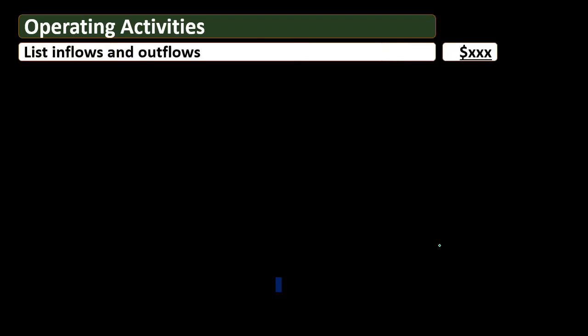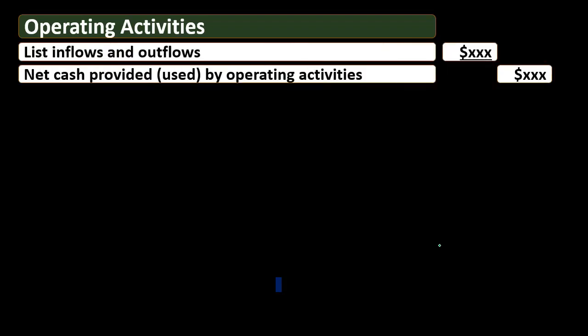We're going to have operating activities. That'll be the top of our statement of cash flows. It's kind of like where most of the information will be. The operating activities are just going to have a list of inflows and outflows, and then we're going to have net cash provided or used by operating activities.